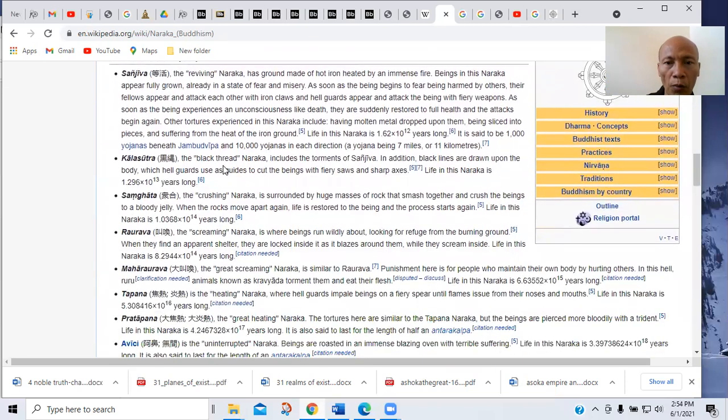And black thread involves torments. Black lines are drawn upon the body, which the hell guards use as a guide to cut the beings with saws and sharp axes. So this is how long they live: 1.296 times 10 to the power of 13 years.